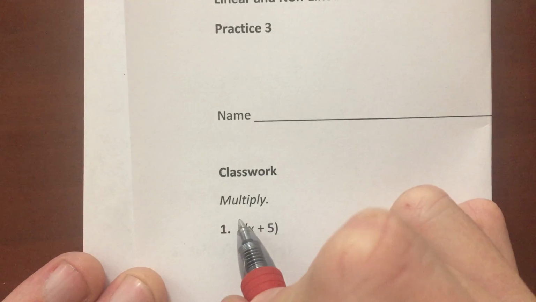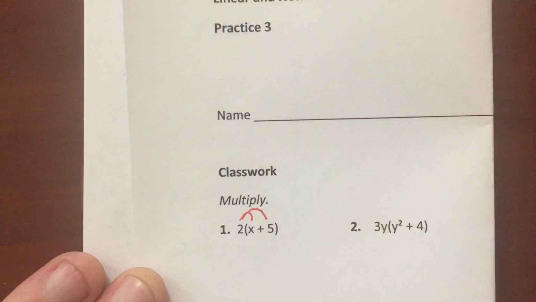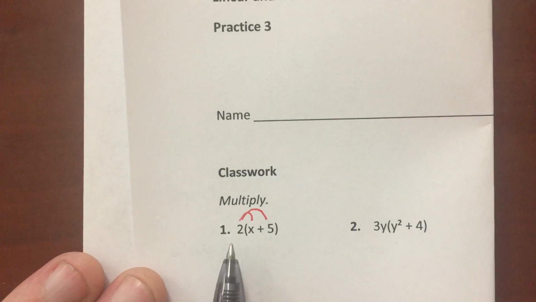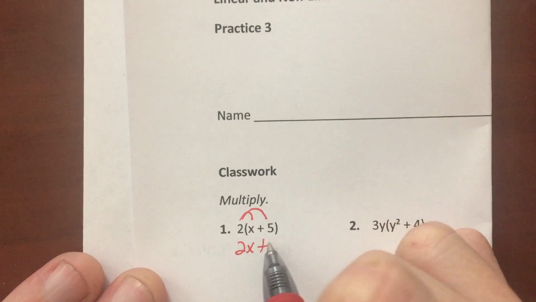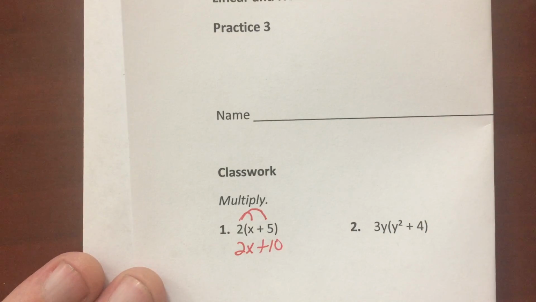Starting with number 1, anytime you see a number outside of parentheses, it has to go inside and multiply whichever terms are in there. 2 times x makes 2x. 2 times a positive 5 is a positive 10.